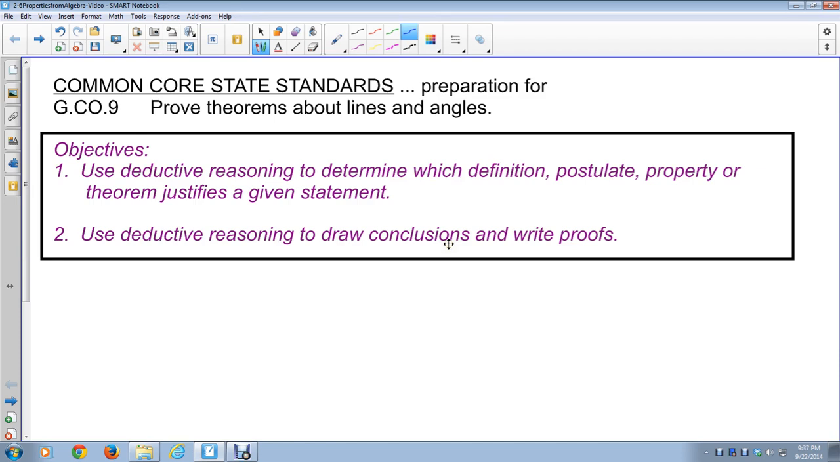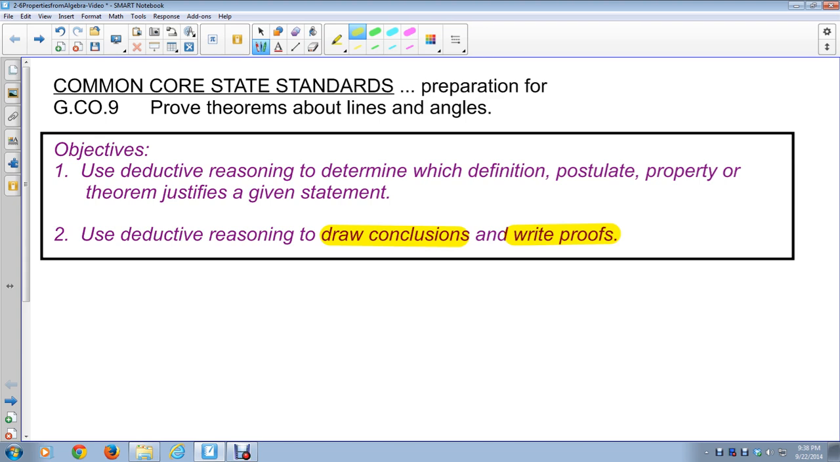Thanks for joining me to walk through the notes from section 2.6, some of the most important notes that you are going to take in this entire chapter. This is the basis of where we are headed. We've been working with deductive reasoning with the goal of being able to draw conclusions so that we can ultimately write proofs, and we will get to that. We are building up to it.